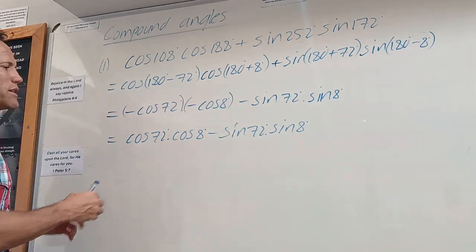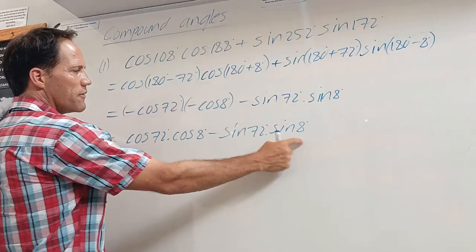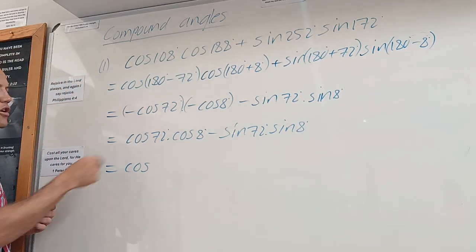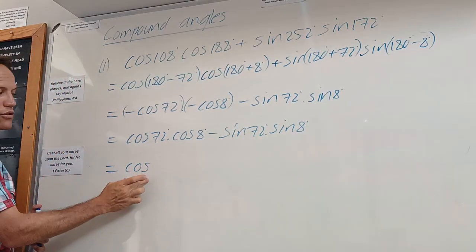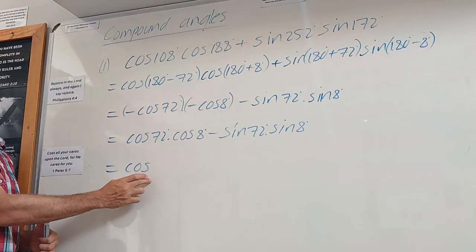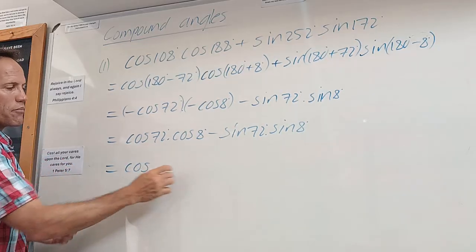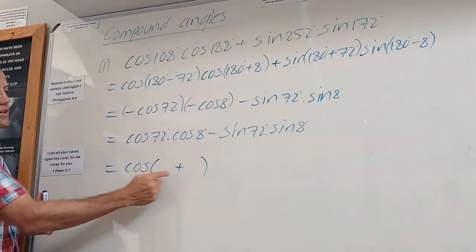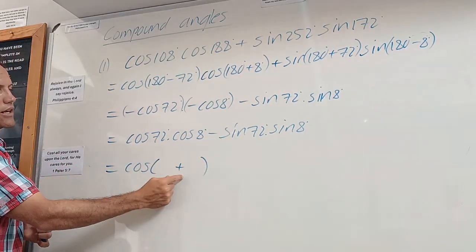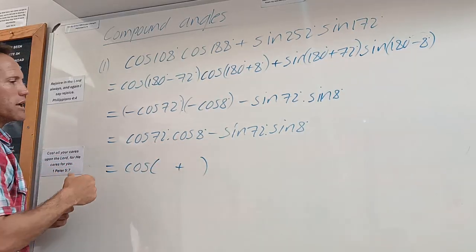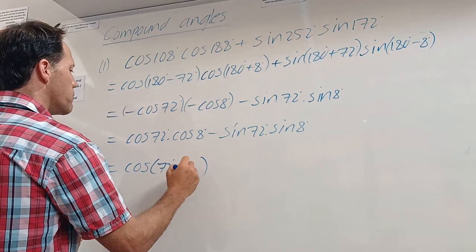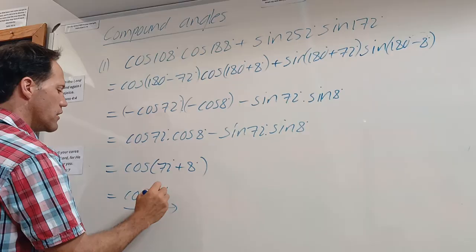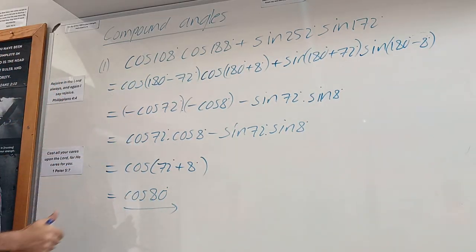And what happens if it's cos, cos, sine, sine? Obviously it means we use the compound angle for cos. We know that if it's cos, cos, sine, sine, we use the compound angle cos. And if it's a minus here, it means we must have a plus there. It's always the opposite sign for cos. If it's a plus here, it's a minus there. If it's a minus here, it's a plus there. And then the two angles are just 72 plus 8. So the total will give you cos 80. So we simplified that to cos 80.